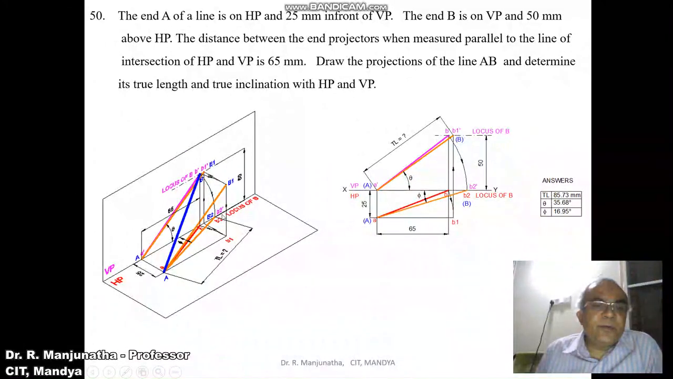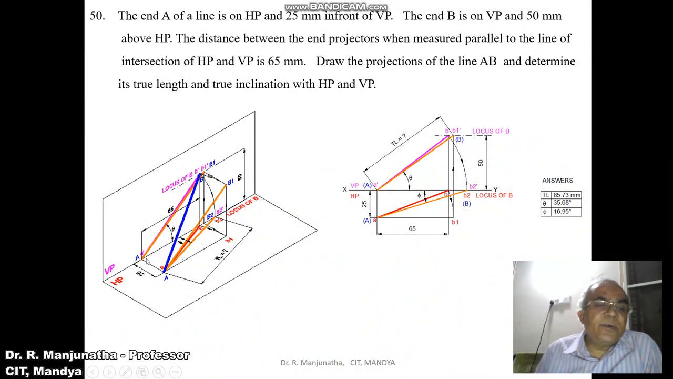When you look from the front view, B2 dash is already on the vertical plane, so it will be on VP. B2 dash, but B2 is already on VP. B is on VP, so it will always be on HP. So that B2 will be on HP also. So it is a case wherein the point B is on both HP and VP. So now we have AB2. This is the line which is the true length in HP, because it is parallel to HP.